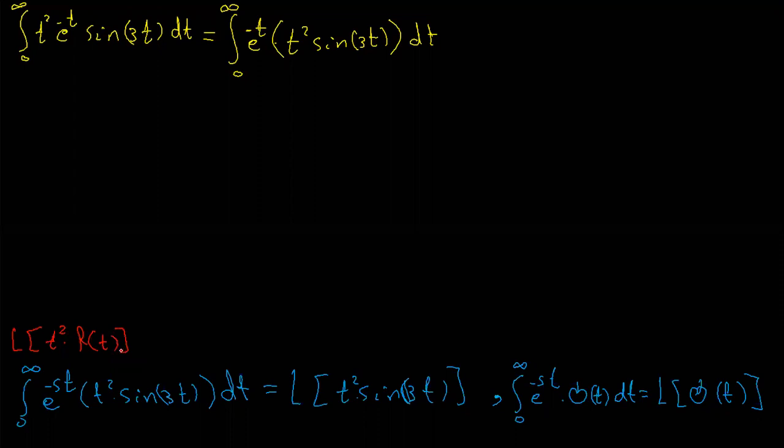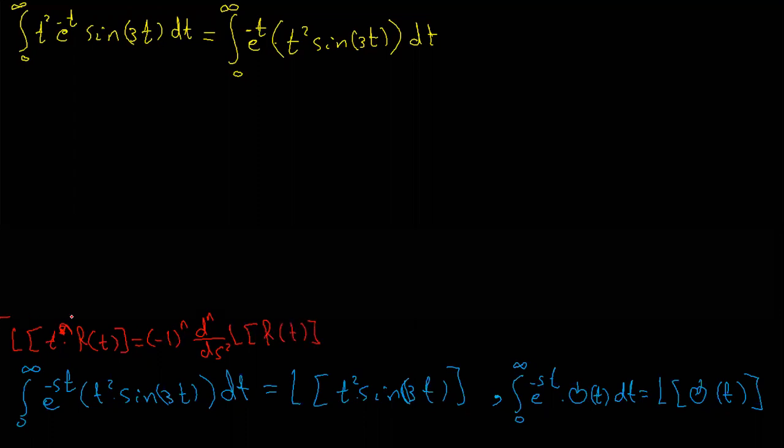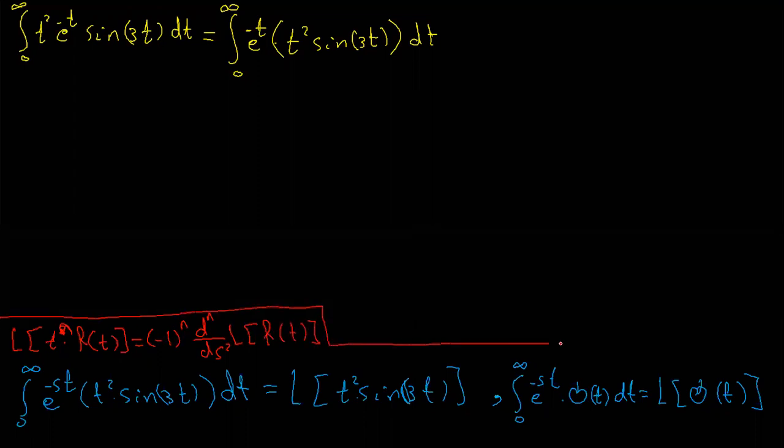I know, doctor, it's a rule. t to the power n is given by today's rule: negative 1 to the power n times the nth derivative with respect to s of the Laplace transform of my function f of t. Okay, here are our rules which we are going to use. So we understand, Professor, that you need to use this. But unfortunately, here you have s, but up there we don't have s.